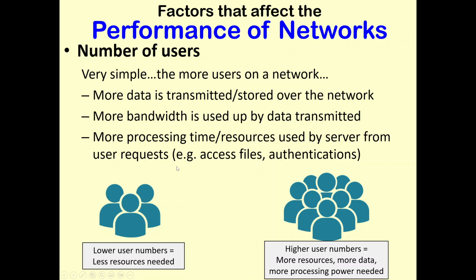The number of users and devices. Very simply, the more users or devices you have on the network, the more bandwidth is being used up, the more processing time for the data going through the network. Lower users, less resources. Higher users, more resources, more data, more processing power.